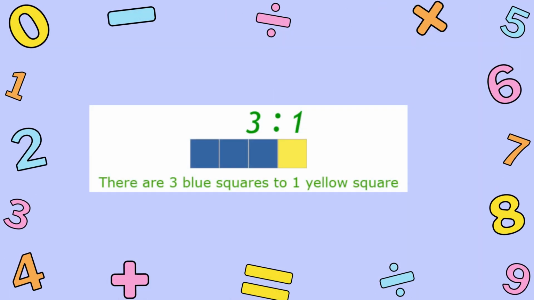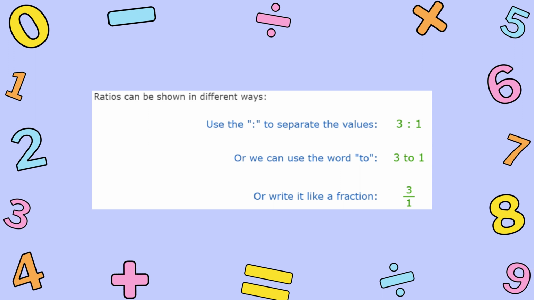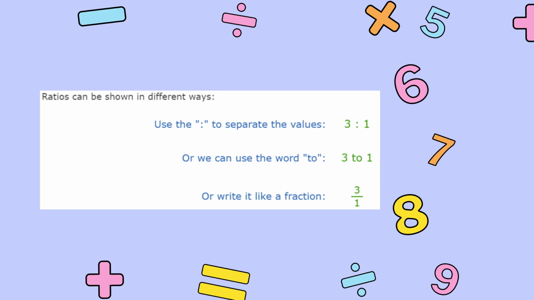For example, here we have 3 blue squares and 1 yellow square. We can say that the ratio between blue and yellow squares is 3:1. If this makes sense, let's see how we write the ratio in math. Ratios can be shown in different ways while writing it. We can use colon to separate the ratio values. We can use the word to, or we can write it like a fraction. All these mean the same thing here. Let's look at an example how many different ways we can write the ratio.